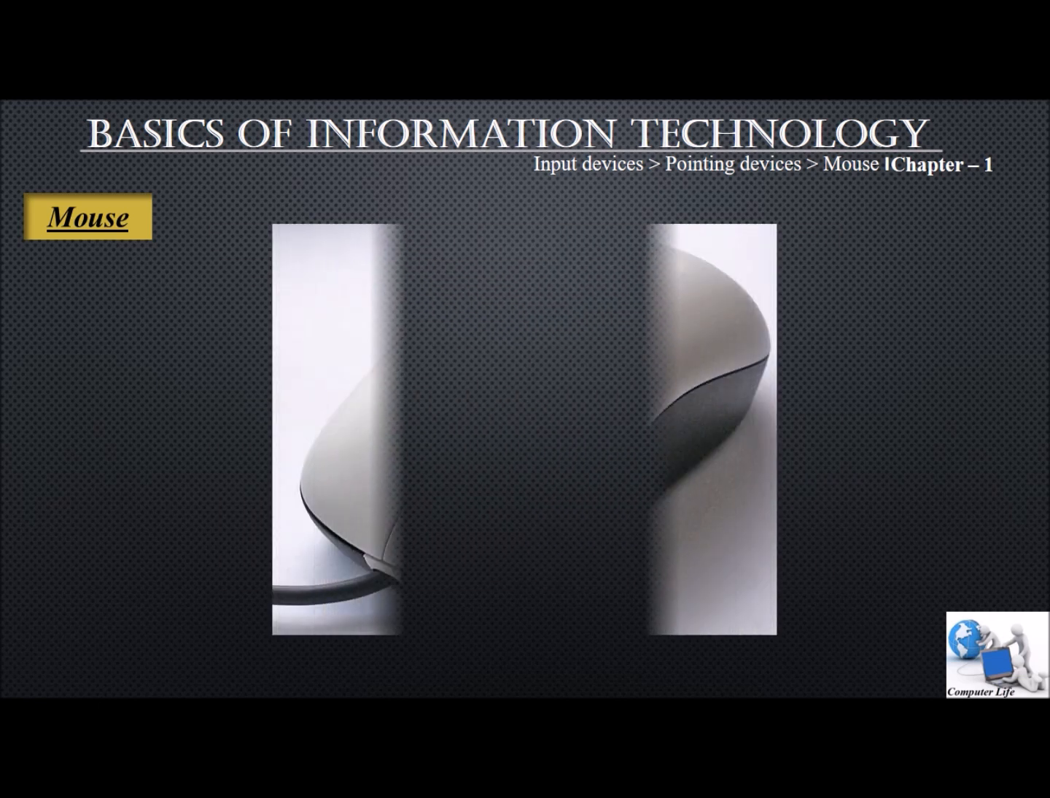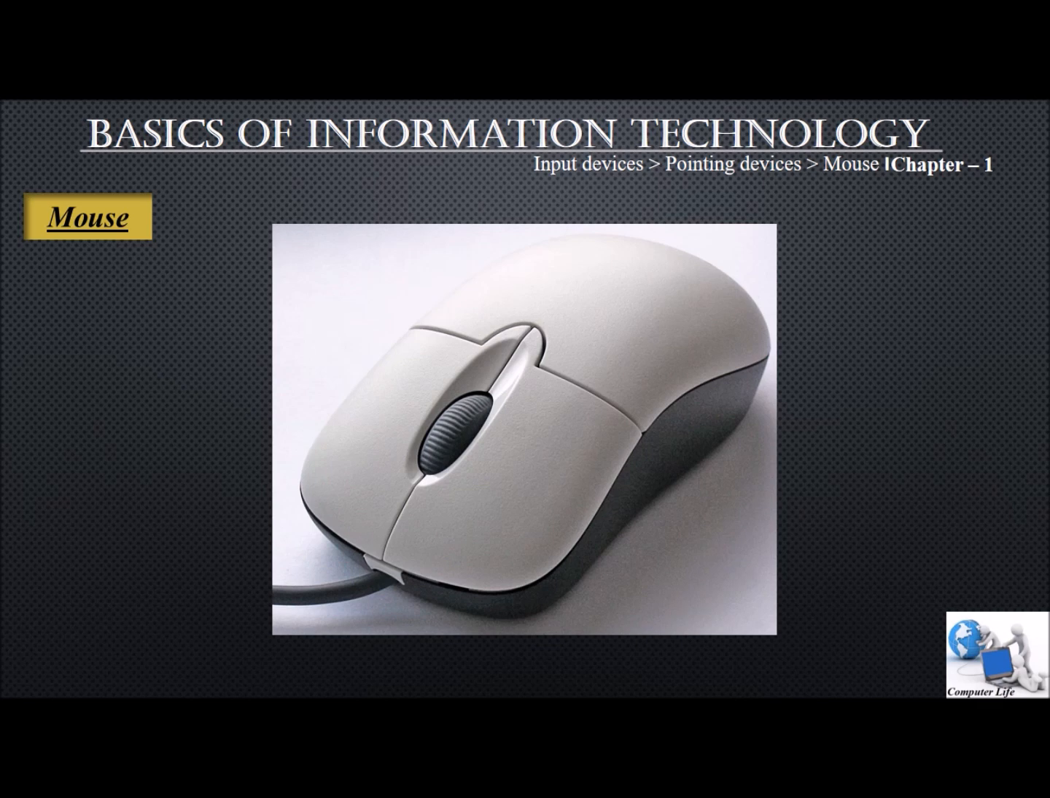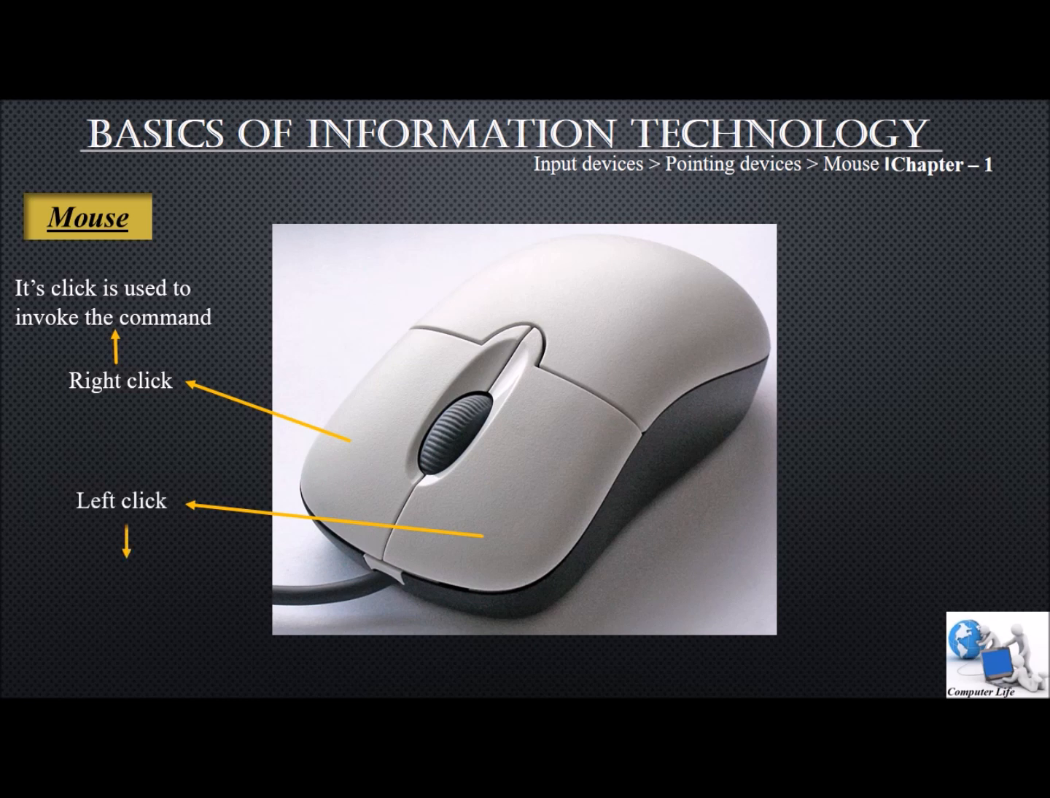Now we will discuss a few functions of the mouse. The first is right click. This click is used to invoke the command, which means the function performs abruptly. For example, if I want to open a folder, I will just press the click twice to open the file. The next is left click. Left click means it shows the menu and you can select the required action to perform.